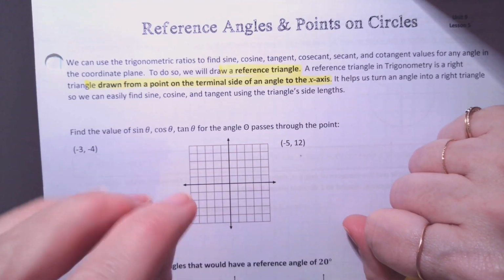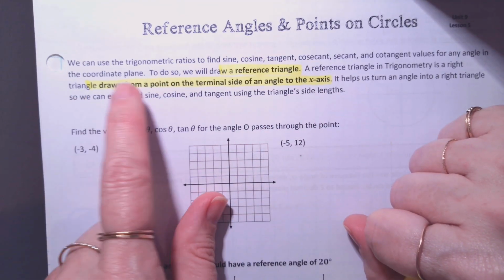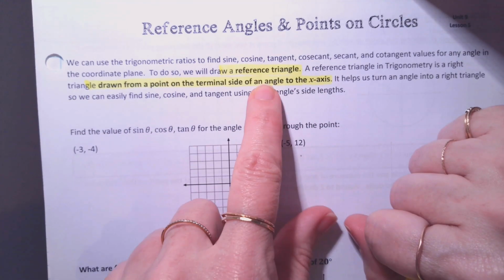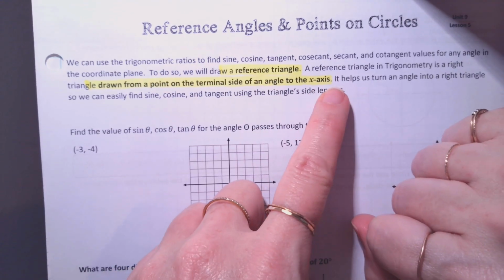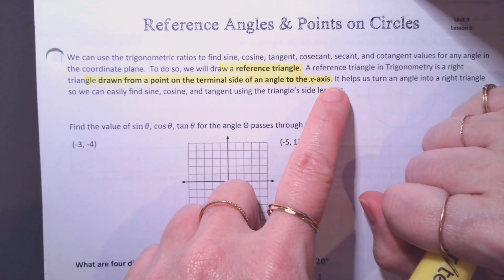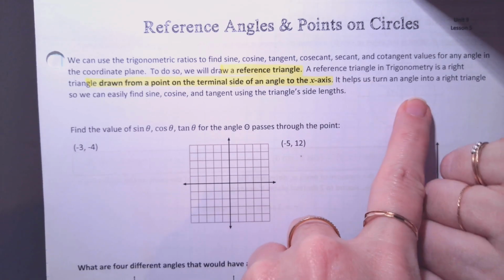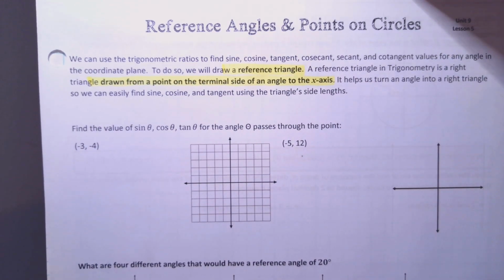A reference triangle is a right triangle that's drawn from the point on the terminal side of an angle connected back to the x-axis. It helps us turn any angle into a right triangle so that once you have that right triangle, you can find the sine, cosine, tangent, and the reciprocals if needed.